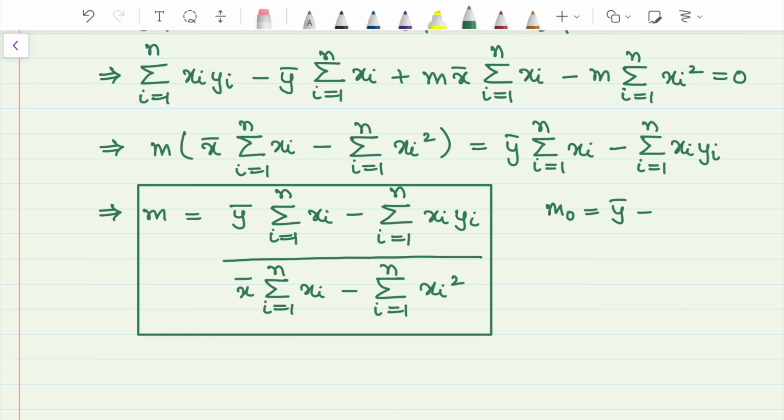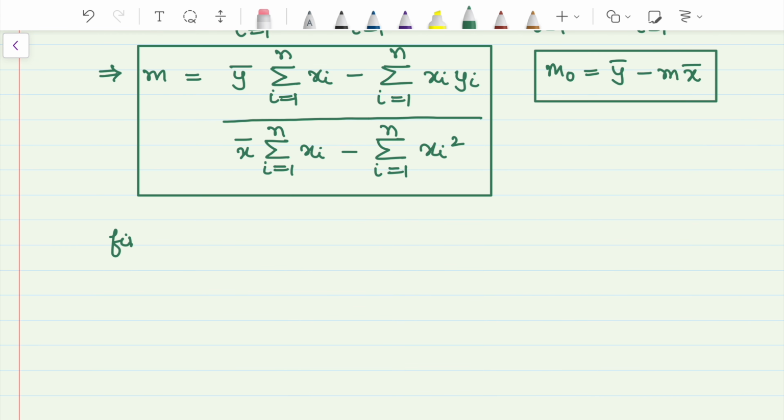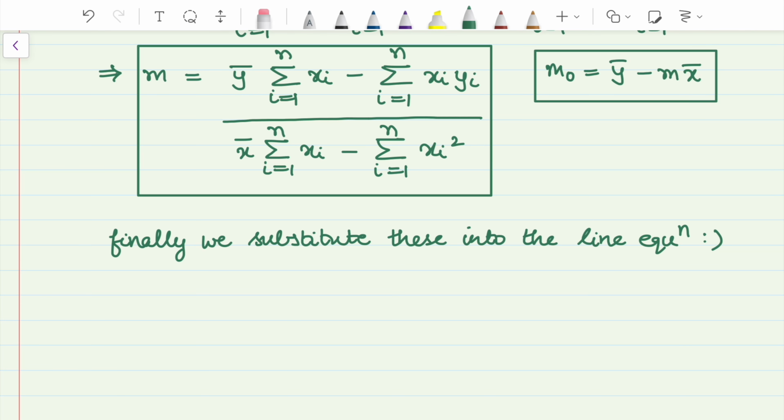Writing down both the equations for m and m0, we can finally substitute these values into the line equation format to find the correct fit line to our data.